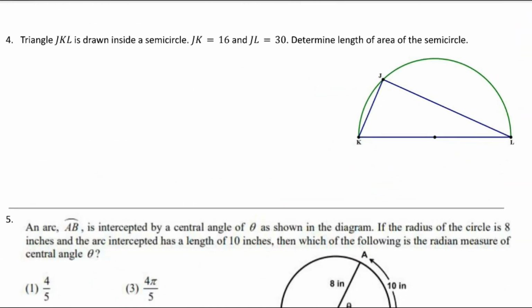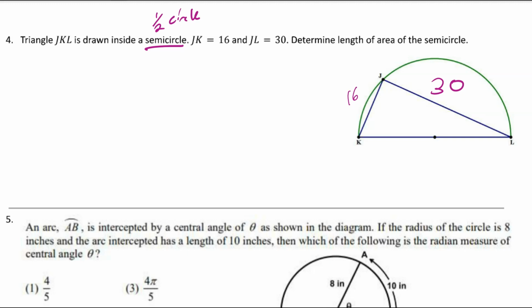Number 4, triangle JKL is drawn inside a semicircle. Remember, that's just half a circle. JK is 16, JL is 30, and they want me to determine the area of the semicircle.